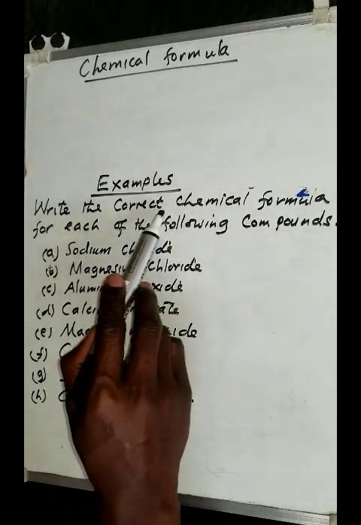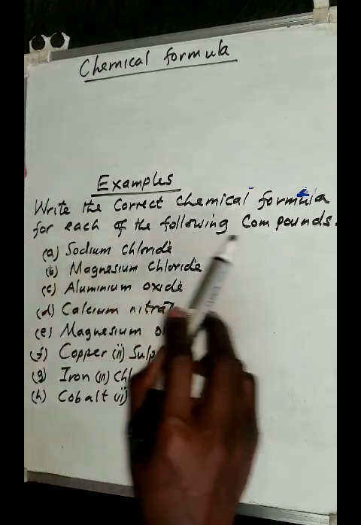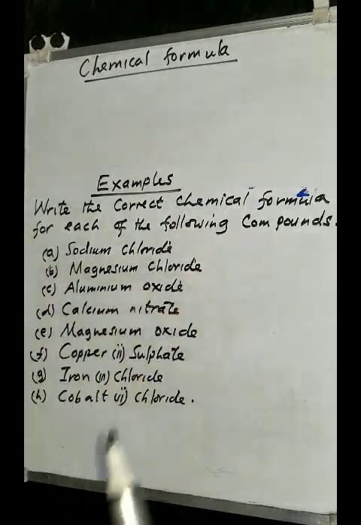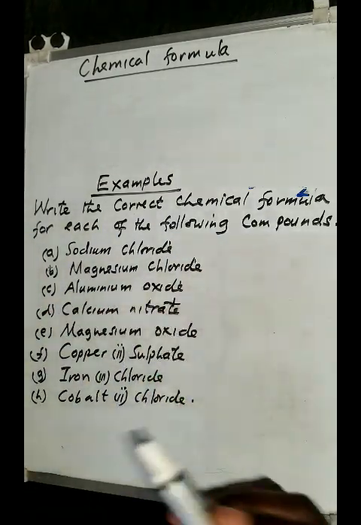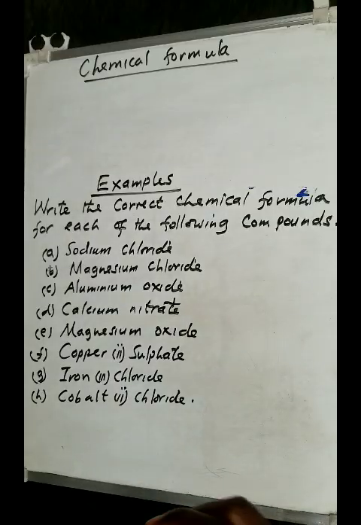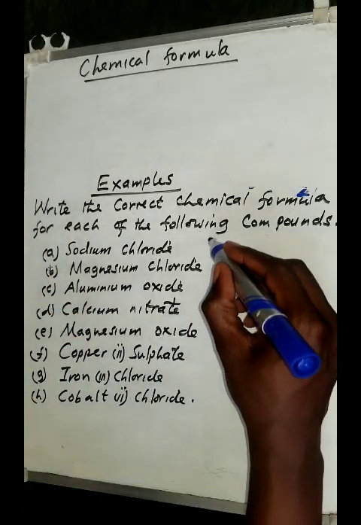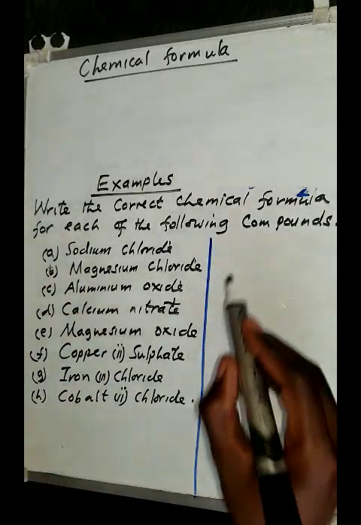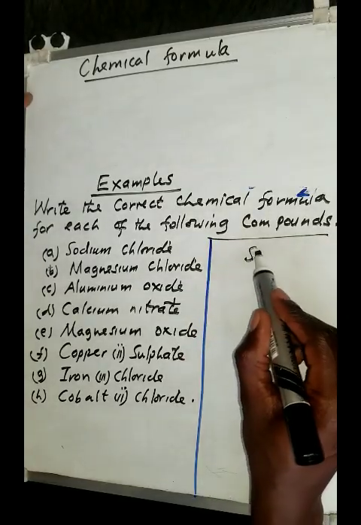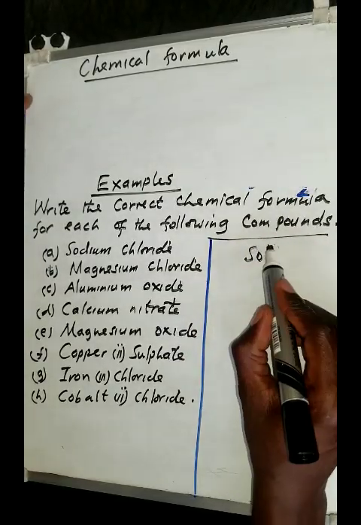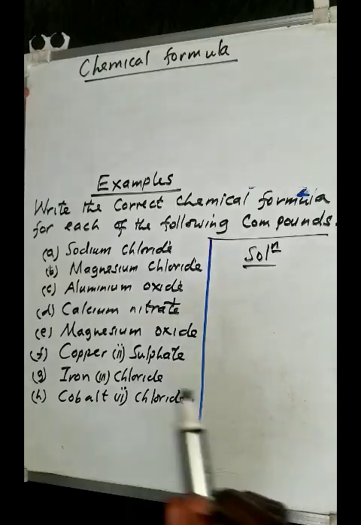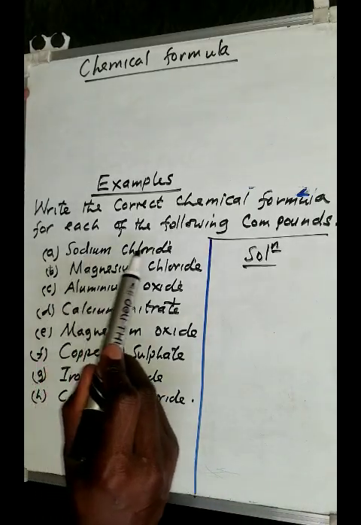It says write the correct chemical formula for each of the following compounds. They have given us several compounds, and please pay attention so that you can benefit from them. I'll create a small space there so that we can put down the solution. The first one is magnesium chloride.